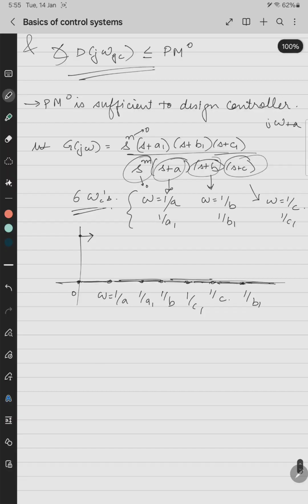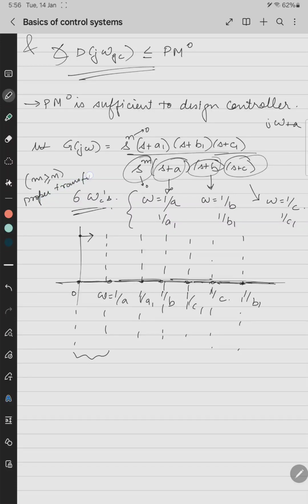And at these different regions, the effect of each term will be dominating like this. So between this and this, which term will be dominating among the above terms and which will be taking over of that, like this it will be there. So from 0 to 1 by a, what? And obviously m has to be greater than or equal to n for a proper transfer function. I hope you all know this proper transfer function. So m has to be greater than n. So the s to the power m minus n term will dominate here.